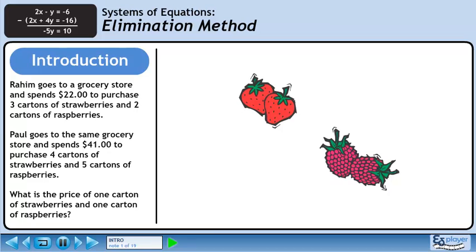Raheem goes to a grocery store and spends $22 to purchase 3 cartons of strawberries and 2 cartons of raspberries. Paul goes to the same grocery store and spends $41 to purchase 4 cartons of strawberries and 5 cartons of raspberries. What is the price of 1 carton of strawberries and 1 carton of raspberries?